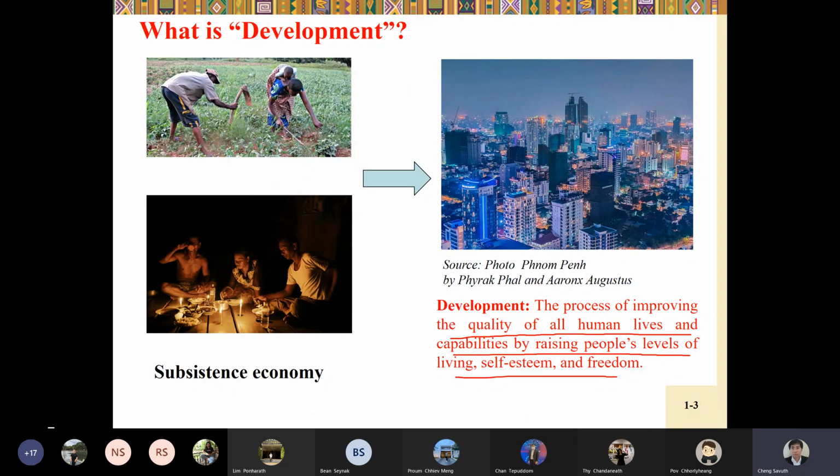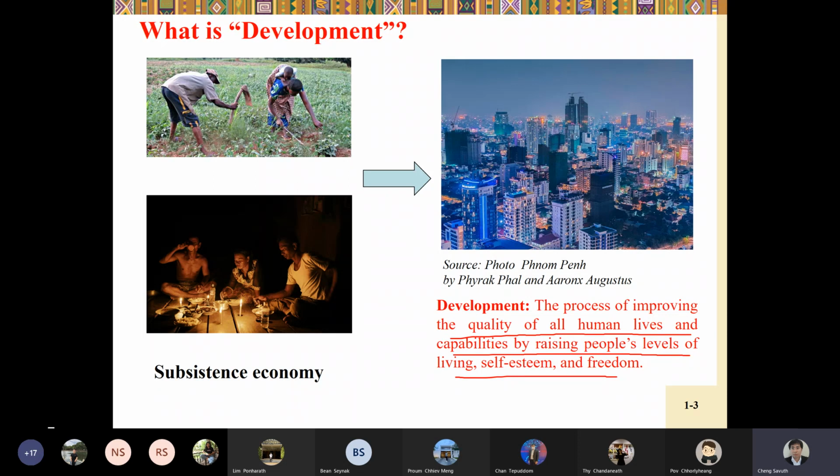Take time. And you can see in the definition there is some kind of change, which is the improvement. There must be some improvement in human life, the way they live, and also their capabilities. So it raises the level of living for the people, their self-esteem, and their freedom.